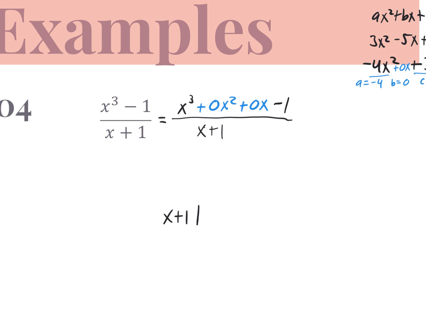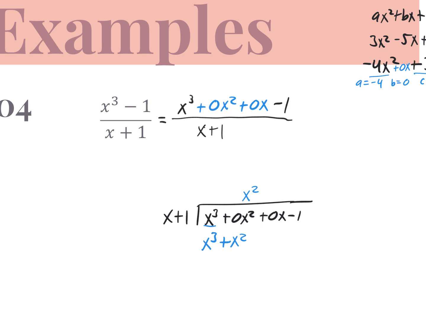So we have an x plus 1 on the outside, and x cubed plus 0x squared, with all of our placeholders, all this on the inside. And now let's see, what can we multiply x plus 1 by to get an x cubed? It's going to be an x squared. So I'm going to line it up with my x squared term. X squared times x plus 1 is going to get us an x cubed plus x squared.